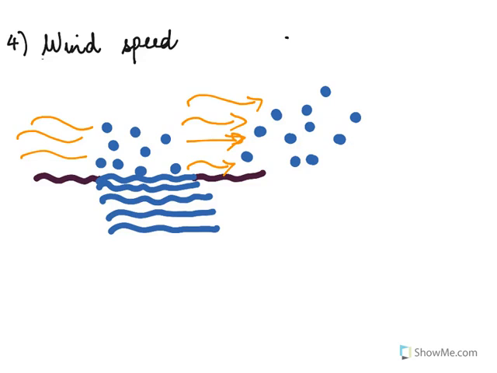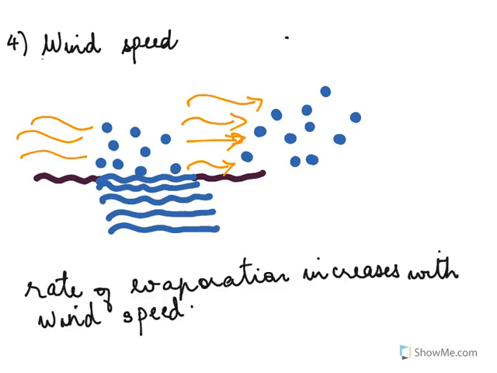That's the reason why many times, if you have not washed your uniform and late at night you wash your uniform and you want to dry it next day, what do you do? You keep it under a fan. And under a fan, the uniform dries faster because the rate of evaporation increases with wind speed.